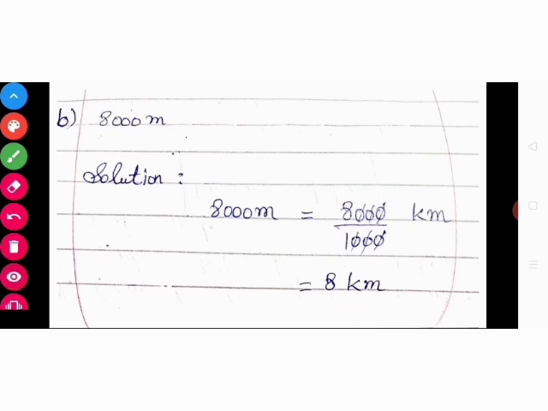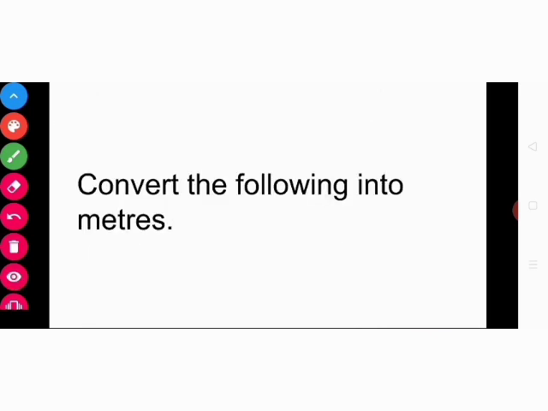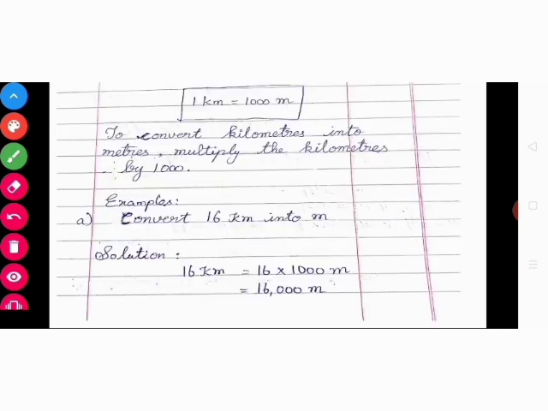Okay children. And then next topic, convert the following into meter. To convert kilometer into meter, multiply the kilometers by 1000. That means bigger unit into smaller unit, you multiply by 1000. So here what is the sum given? 16 kilometer. You want to convert into meter. So 16 kilometer into 1000, your answer is 16,000 meter.